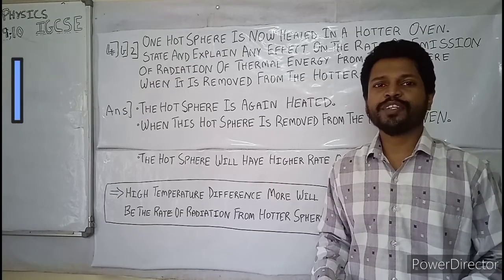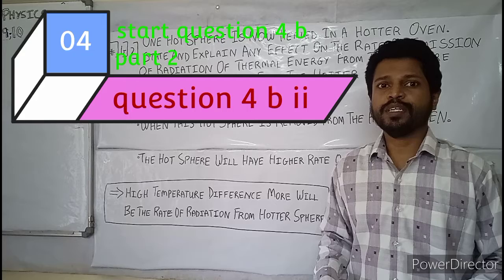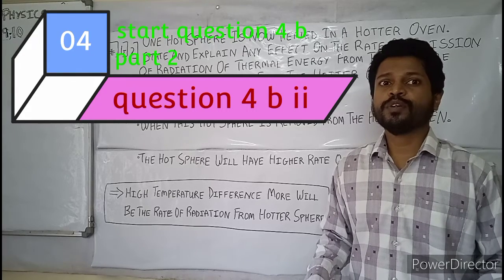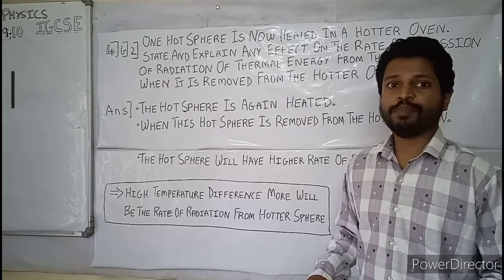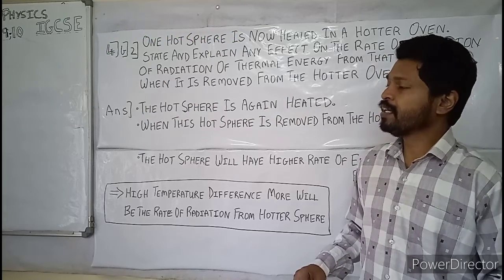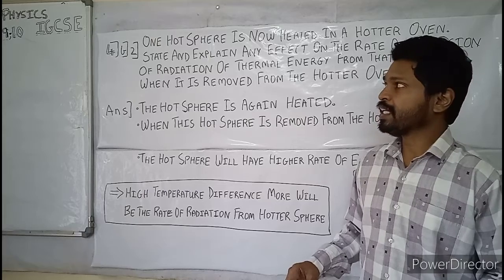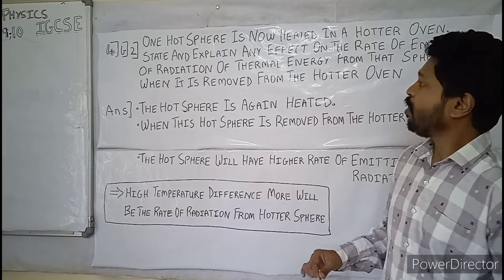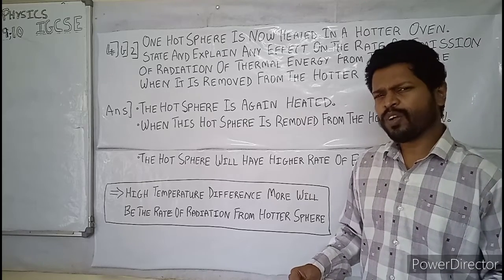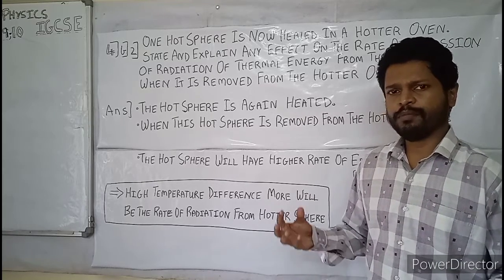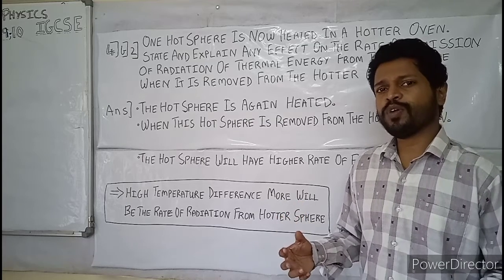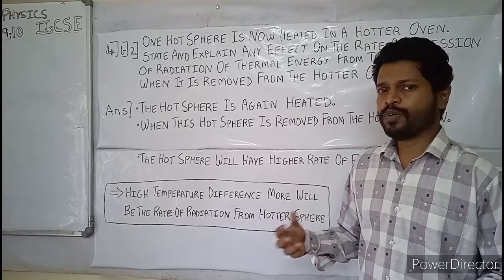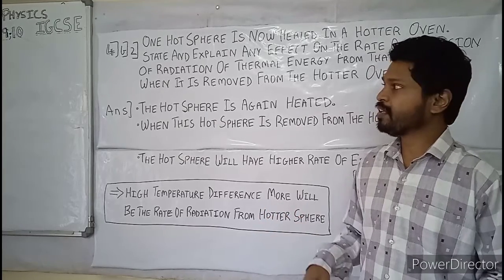Hello students, last time we had seen question 4b, the first part. So now we will be going for question 4b, the second part. Okay, in the second part there is a question given that one sphere is now heated in a hotter oven. What means a hotter oven? Means that the sphere is already heated before putting it into the hotter oven, so you are heating it again. Okay, so that is the difference.